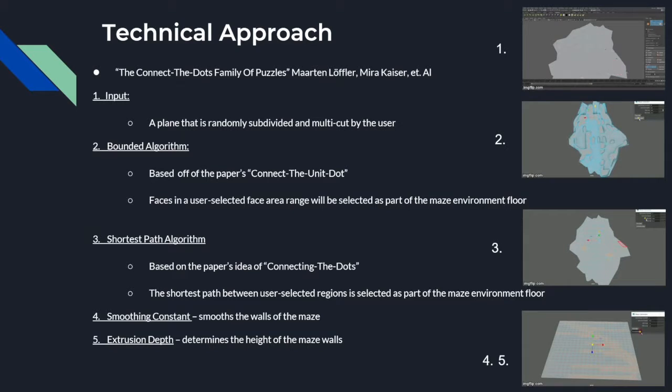The extrusion depth determines the height of the walls. The smoothing constant affects how smooth the walls will be, but does not affect the floor so that the player's walking surface remains flat. The fourth image depicts the results of an extrusion depth of 12 and a smoothing constant of 2.